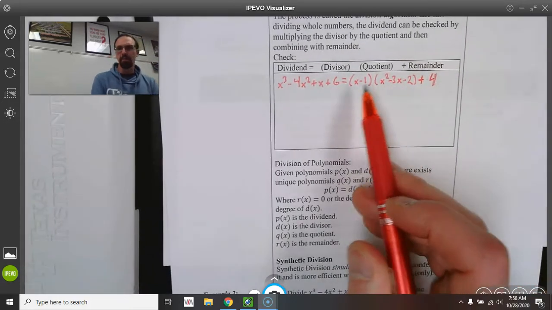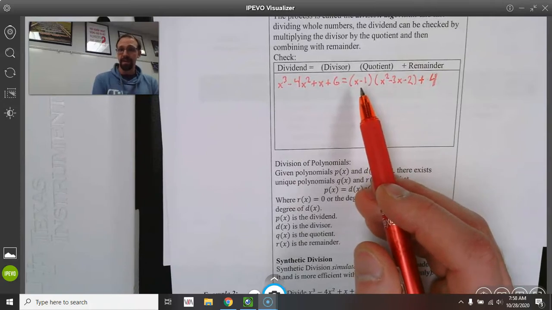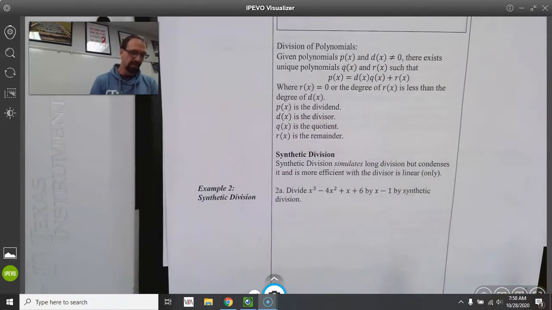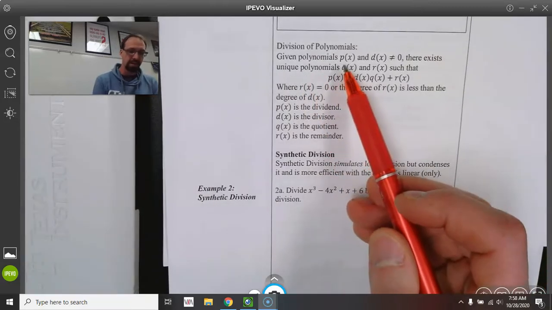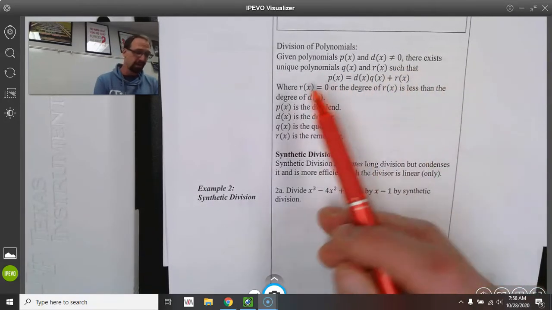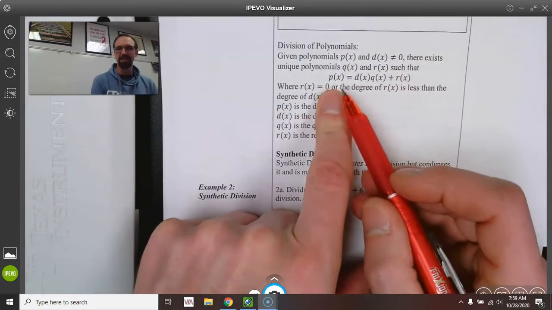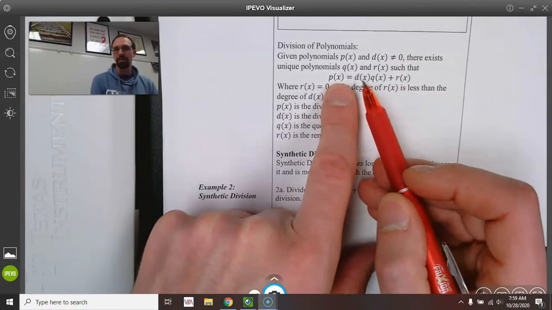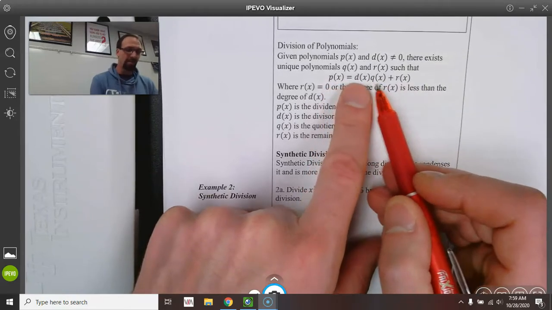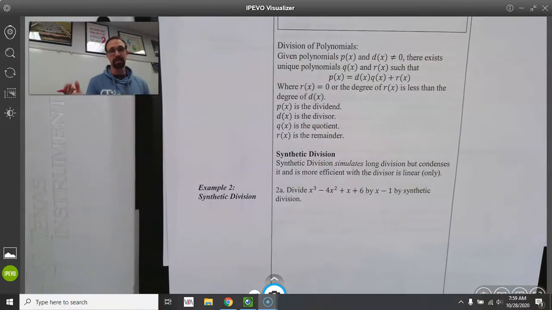We're going to talk about other ways to represent this. Note that if x minus 1 was a factor, this would be plus 0 instead. So here, we're talking about the division of polynomials. Given the unique polynomials p of x and d of x, and that neither of them are equal to 0, then we can find q of x and r of x such that this holds. So what's going on here? Basically, if I divide a polynomial out of a polynomial, I'm going to end up with a quotient plus some remainder. That's really all this says.